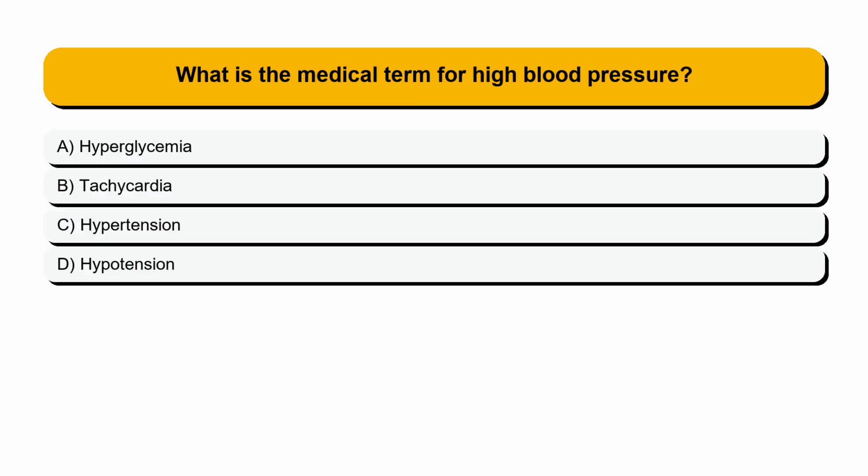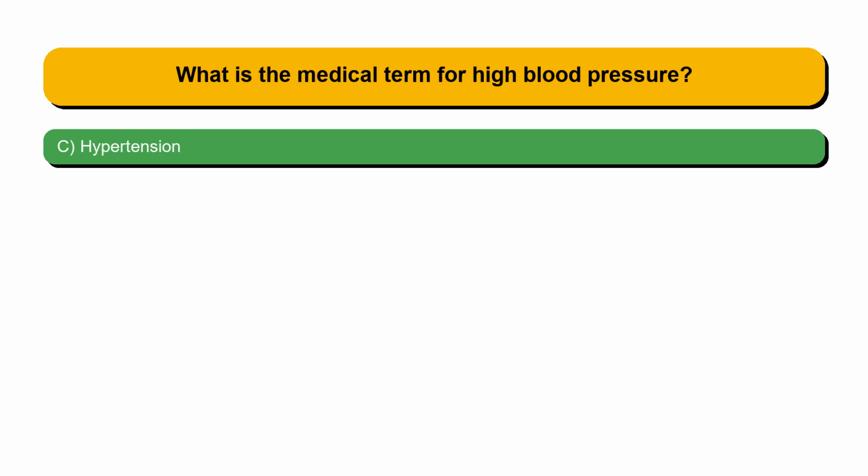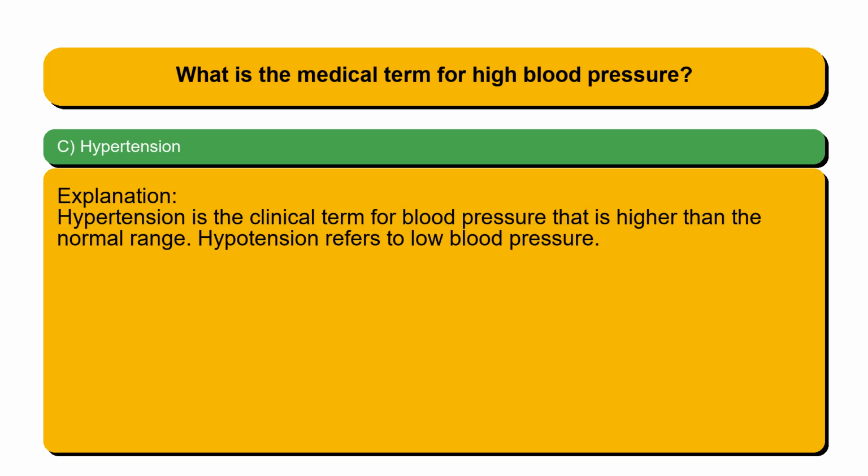Question 6. What is the medical term for high blood pressure? Option A. Hyperglycemia. Option B. Tachycardia. Option C. Hypertension. Option D. Hypotension. The correct answer is Option C. Hypertension. Hypertension is the clinical term for blood pressure that is higher than the normal range. Hypotension refers to low blood pressure.